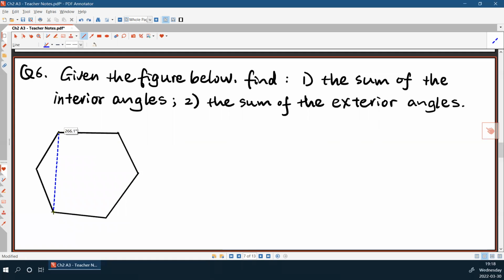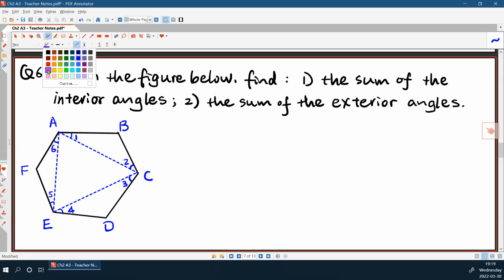We can connect these 2 points, these 2 points, and how about these 2 points? Then let's call this point A, this point B, C, D, E, and F. Okay, then let's call this angle 1, and this angle here is 2. This angle here is 3, 4, 5, 6. Right? And there are 3 more angles.